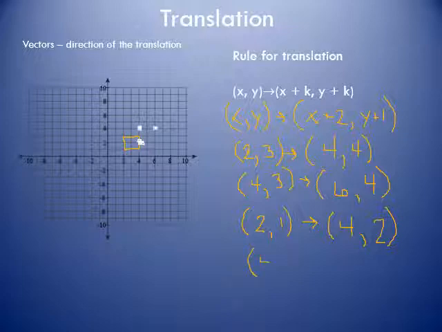It is at 4, 1 to begin with. So I'm adding 2 to the x, 1 to the y. So its new location would be at 6, 2, which is right there.